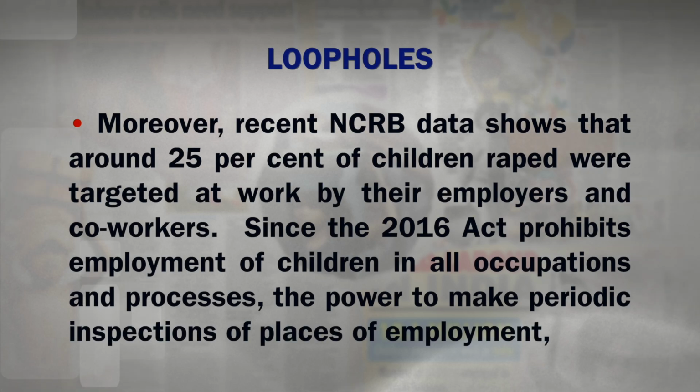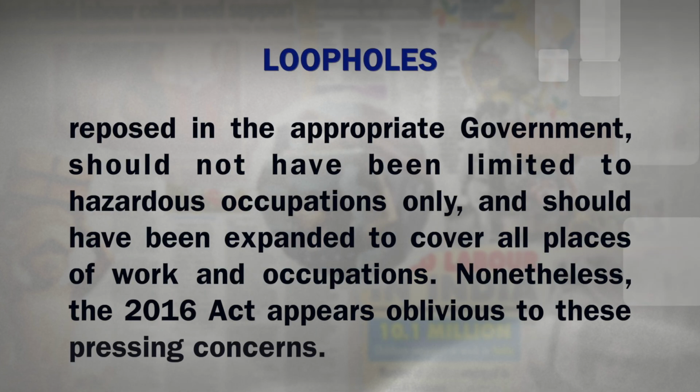Moreover, recent NCRB data shows that around 25% of children raped were targeted at work by their employers and co-workers. Since the 2016 Act prohibits employment of children in all occupational processes, the power to make periodic inspections of places of employment reposed in the appropriate government should not have been limited to hazardous occupation only and should have been expanded to cover all places of work and occupation. Nonetheless, the 2016 Act appears oblivious to these pressing concerns.